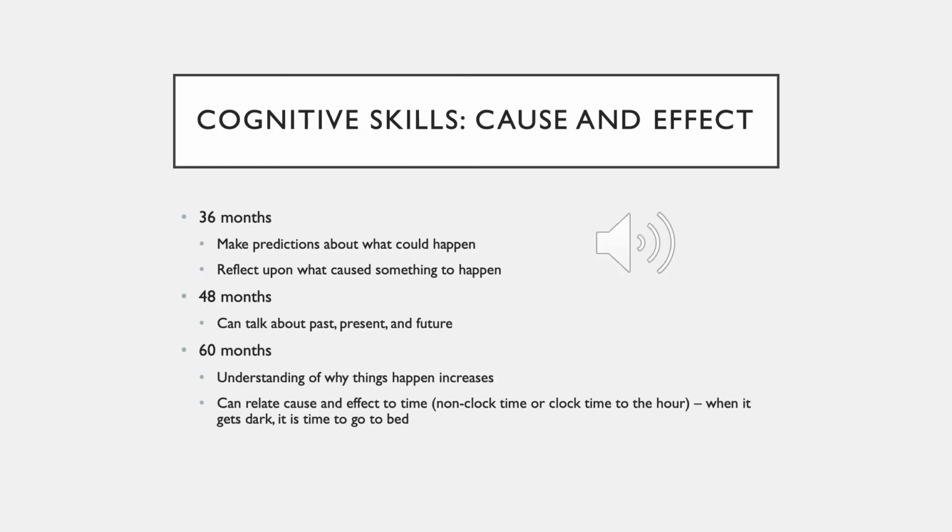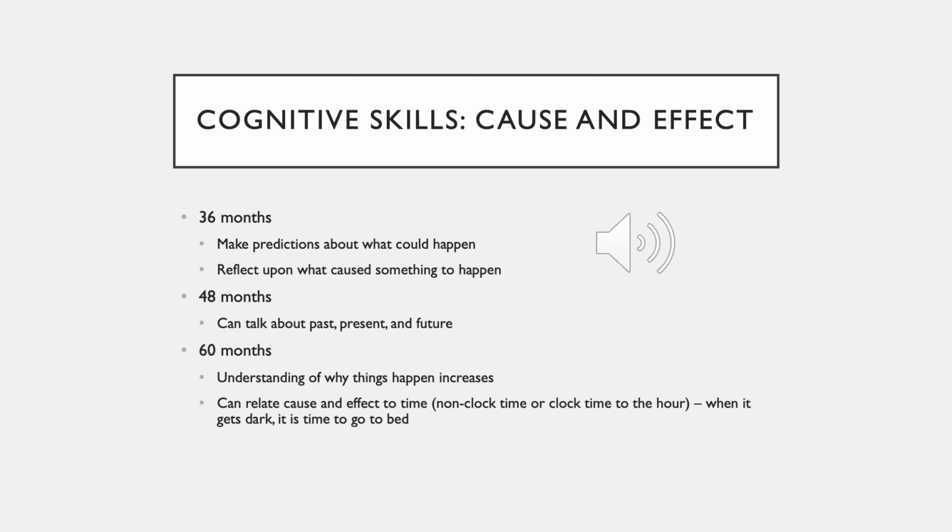Now we're going to be focusing on the cognitive skills from the learning foundations. So first we're going to focus on cause and effect, starting with our 3-year-olds at 36 months. And around this time, children should be able to make simple predictions about things that could happen. So maybe they're predicting how the end of a story will go, or what will happen if they add another block onto their tower. And they should be able to reflect back on something that has already happened.